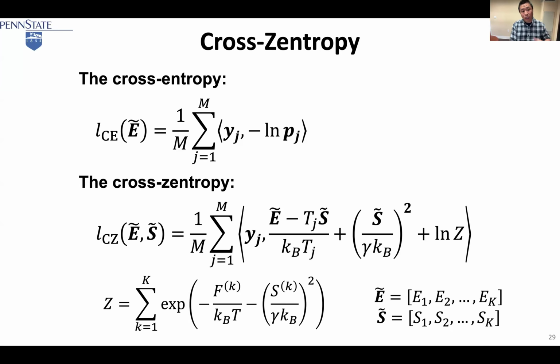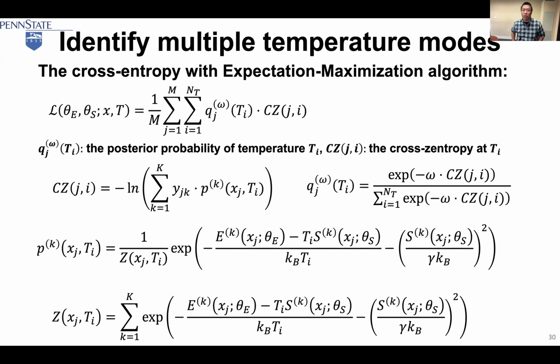Okay, so over here, if you look at the cross entropy loss function, given any T_j, you can compute E tilde and S tilde. But the question is, how can you infer T_j? This is done through the expectation maximization algorithm, the EM algorithm.